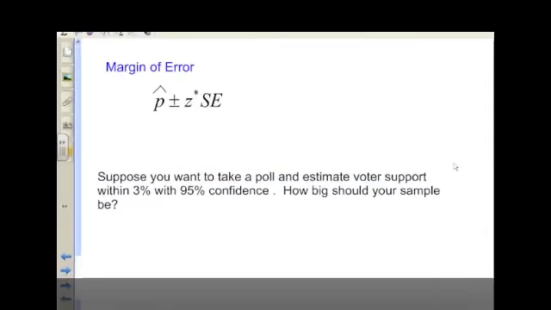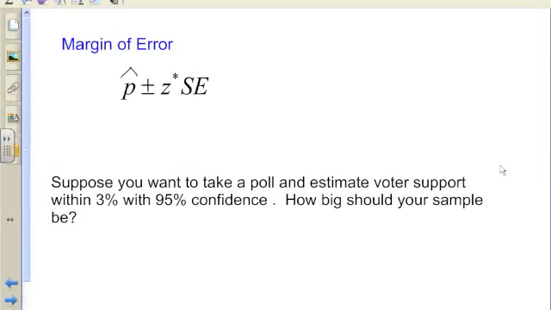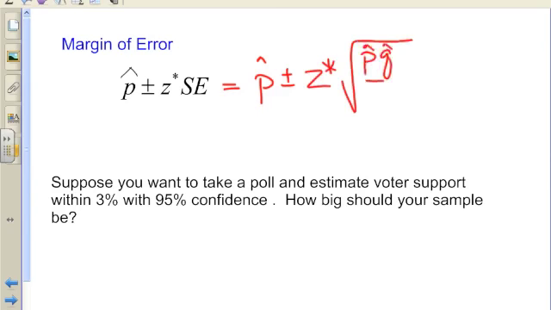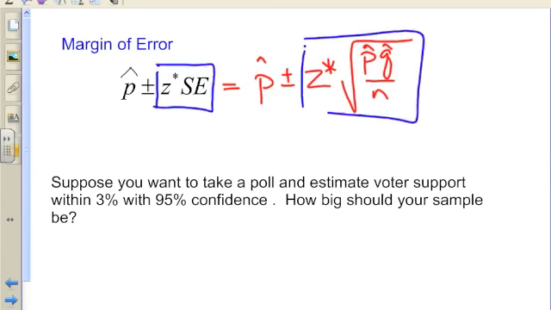All right, there's one other kind of problem that you're going to see in Chapter 19, and that deals with what's called the margin of error. So here's our formula for confidence intervals. Remember, standard error could be replaced with the actual formula. So I could write it p hat plus or minus z star times the square root of p hat q hat over n. Margin of error refers to the piece we add and subtract. So the piece we add and subtract, that's the margin of error.